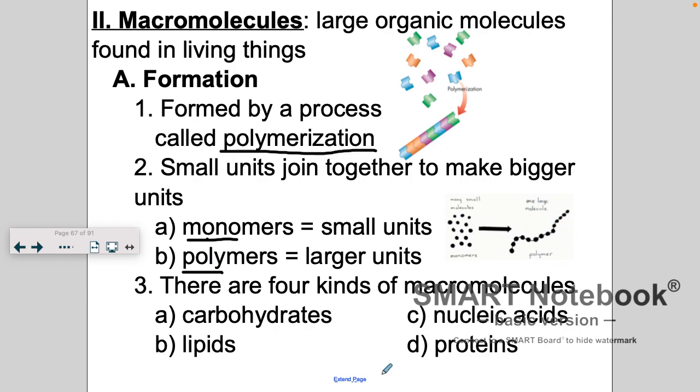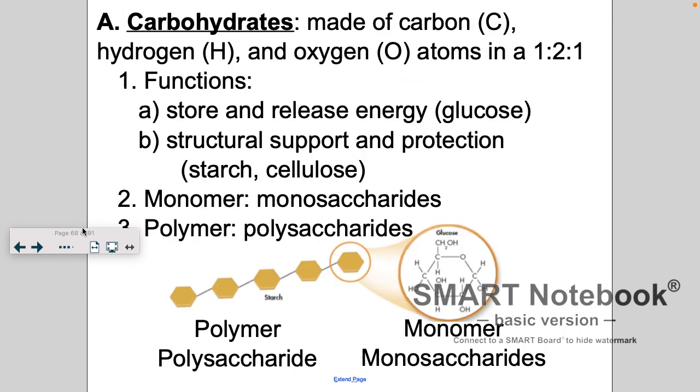So there are 4 kinds of macromolecules that you're going to need to know: carbohydrates, lipids, nucleic acids, and proteins. So let's start by looking at carbohydrates. Carbohydrates are made of 3 elements: carbon, hydrogen, and oxygen, and it's always in a 1 to 2 to 1 ratio. That means for every 1 carbon, I'm going to have 2 hydrogens and 1 oxygen.